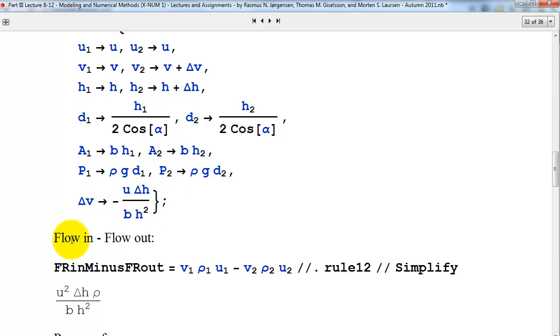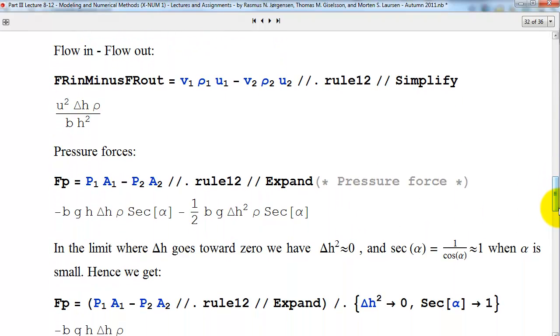And all these rules you stated are based on what you saw before. Then we know that the flow in minus the flow out will be this relation. That's already stated. And then we ask Mathematica to exchange all this all the way. So it takes all these rules and relations and tries to simplify it, and you end up with this relation. And you can find that in the text, but it was done by hand. Then you have the forces due to the pressure, and there you do exactly the same as up here, with the little change that you expand it.